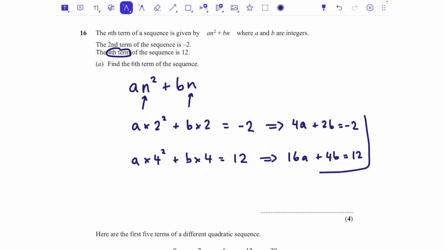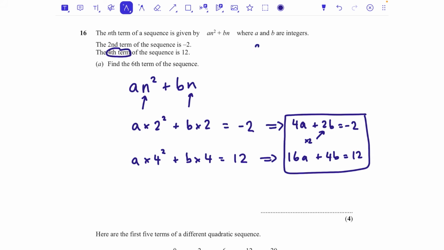And what we now have is simultaneous equations. So what I'm going to do to solve these simultaneous equations, you can either make the a's the same or the b's the same. I think it's going to be easier for me to make the numbers in front of the b's the same, because all I then have to do is times this top equation by 2.